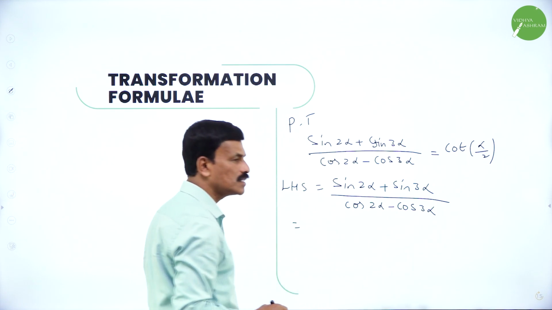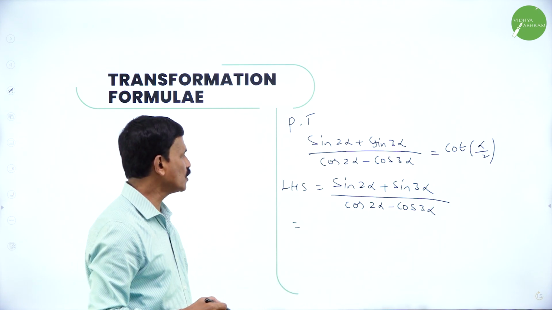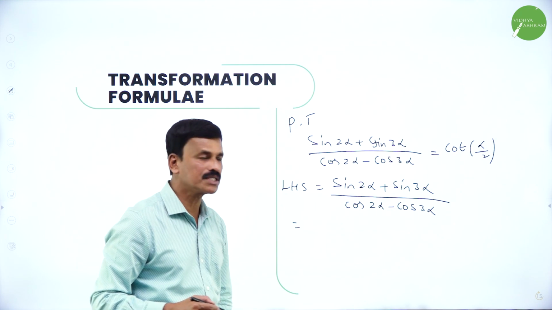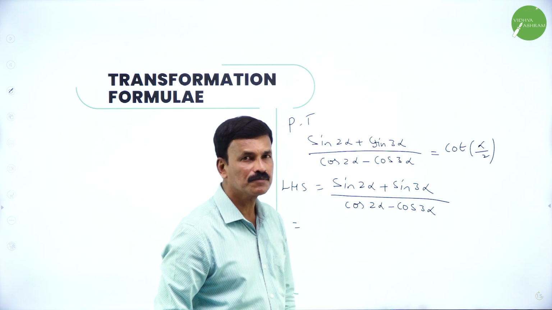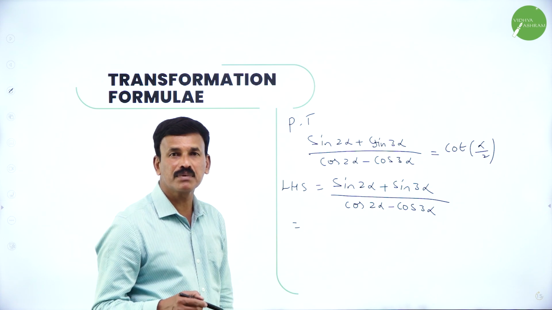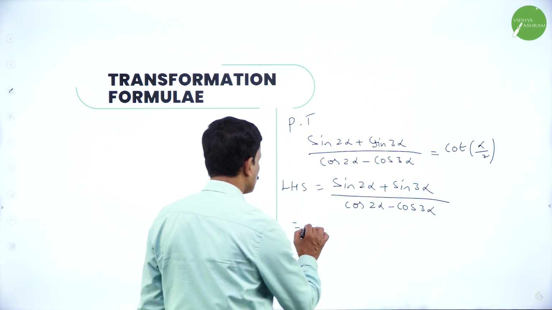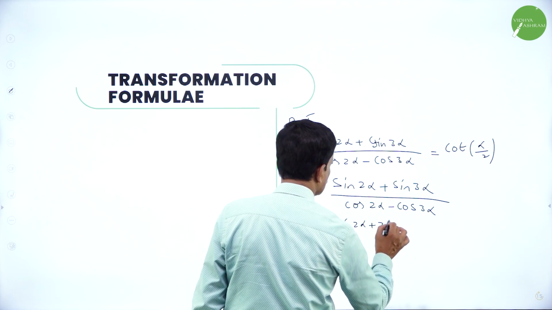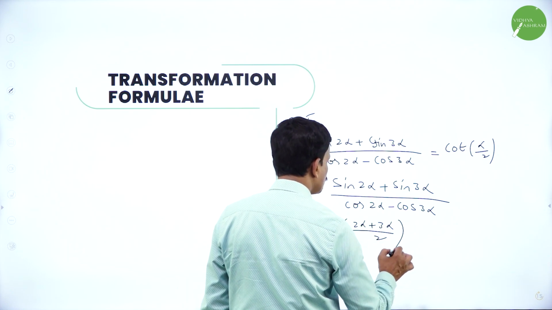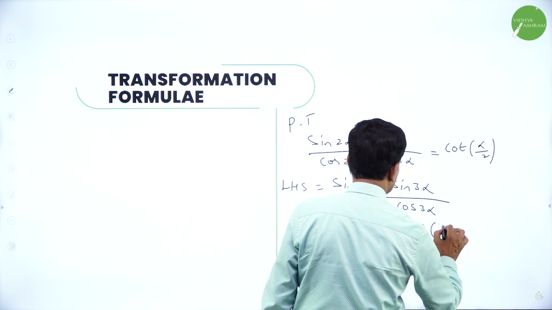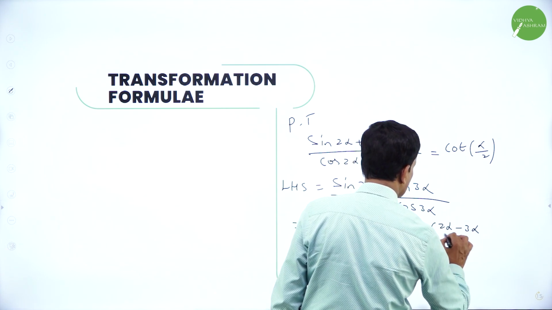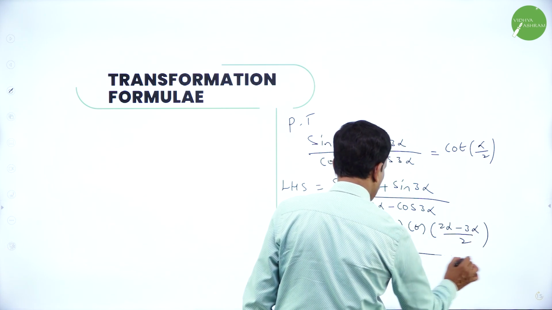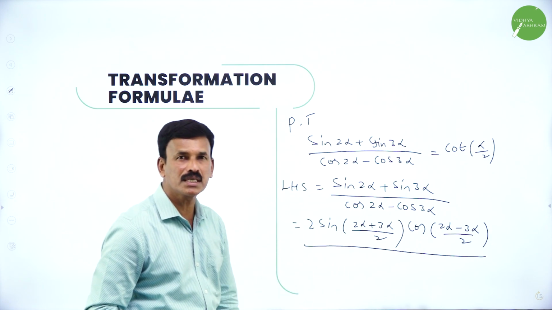Now the numerator is of the form sin c plus sin d, denominator cos c minus cos d. What is sin c plus sin d? Sin c plus sin d is 2 sin (c plus d) by 2 into cos (c minus d) by 2. So 2 sin (2 alpha plus 3 alpha) by 2 into cos (2 alpha minus 3 alpha) divided by 2, whole divided by, in the denominator, cos c minus cos d.